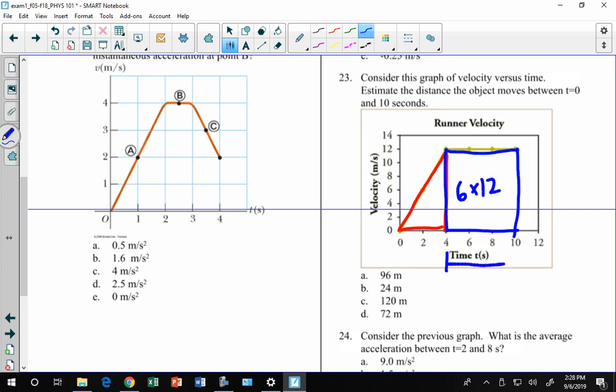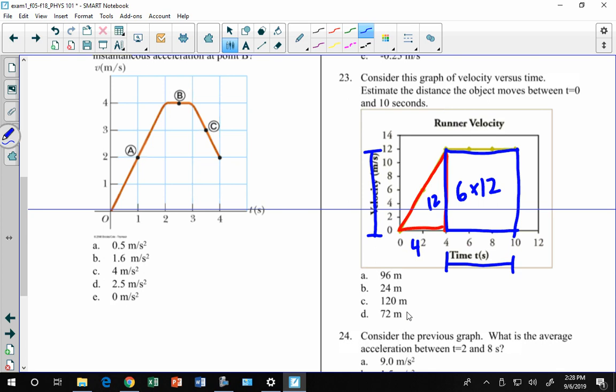Right, I have 6 units down here, 4 to 10. I have 12 units here, 0 to 12. This triangle has a base of 4 and a height of 12. And so what is the area of a triangle? Well, let's see. A triangle is effectively half of a square. So it's going to be like half of length times width, or half of base times height, right?